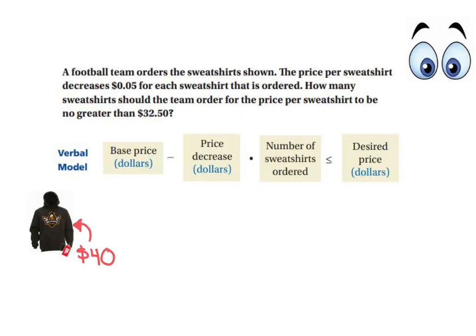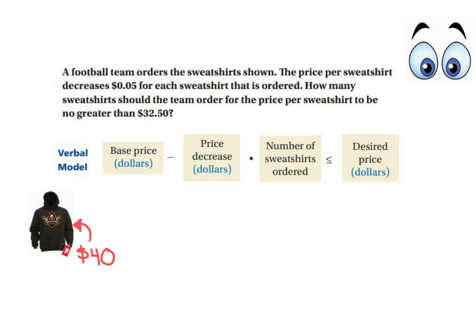In this first story problem, we find that a football team orders the sweatshirts shown. They're $40. The price per sweatshirt decreases 5 cents for each sweatshirt that's ordered. How many sweatshirts should the team order for the price per sweatshirt to be no greater than $32.50?